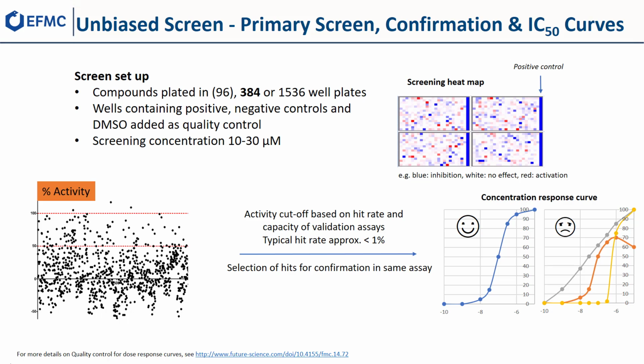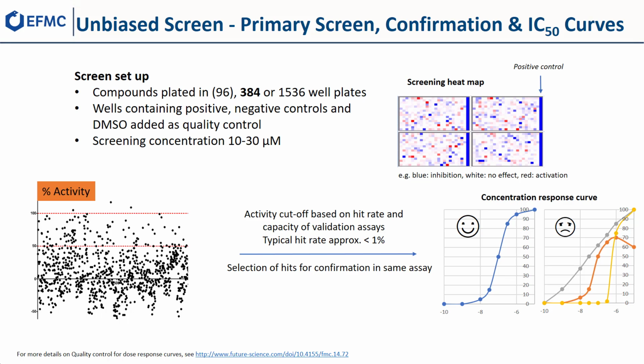What you usually want to do is to retest the hits in the same assay and then select only the ones that confirm. And the next step is to run a concentration response curve where you would test different concentrations of your compound. And here it's important to not only look at the numerical values, the IC50 for example, but also the shape of the curve.